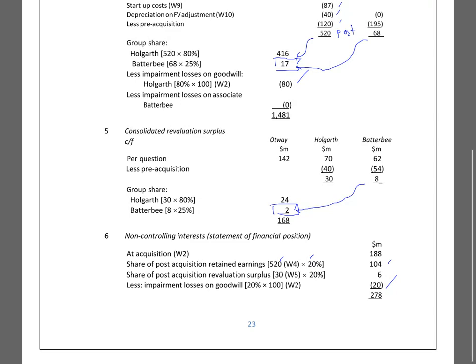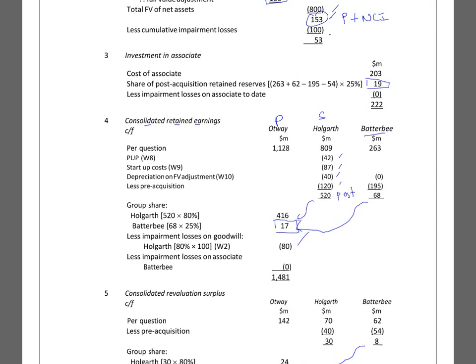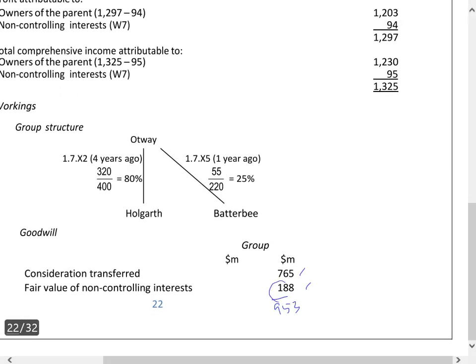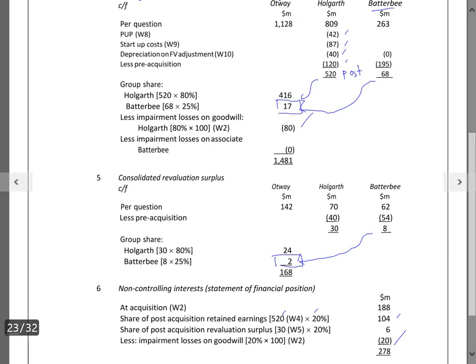NCI. What do you do with NCI? NCI, as I said earlier, you open the NCI column and everything will be taken from your other workings. The first one you take from here. My NCI will be 188. So you're going to start with 188. After you start with 188, you're going to share 520, 80% will come here. What happened to the other 20%? Yeah, same as this. 80% will come here, 20% will come here.